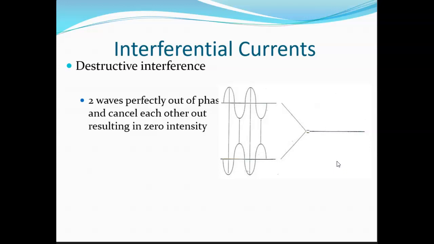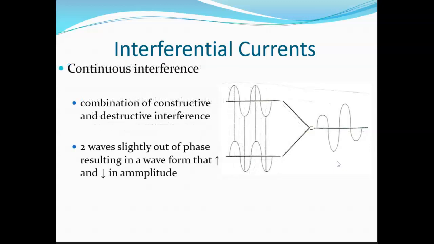So when we talk about interferential current, we're talking about continuous interference, where they're just slightly out of phase, just barely out of phase. If you look at these diagrams, these are the same diagrams in your text, they're just better colors. When I'm at the peak of this one, I'm not quite at the peak of that one. So basically you get a combination of constructive and destructive, but the main outcome is that you get this wave that goes up and down. It rises and falls in its amplitude.